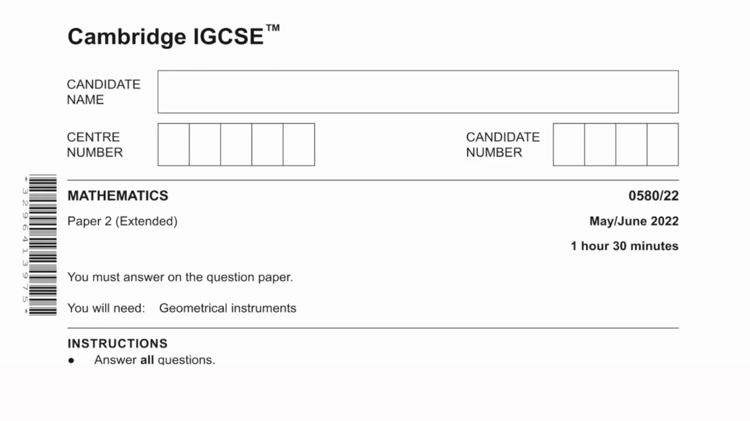So today we are going to start with paper code 0580/22 May June 2022 paper 2 extended. So let's start with the first question.